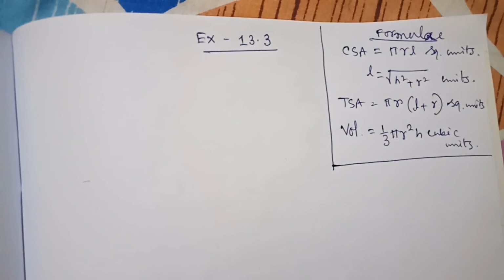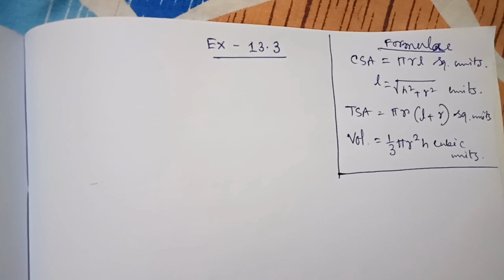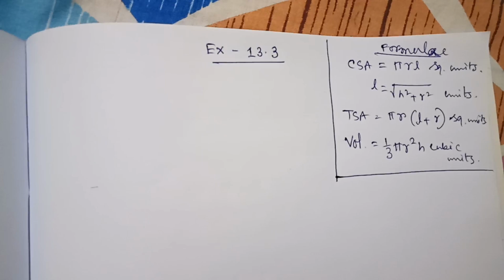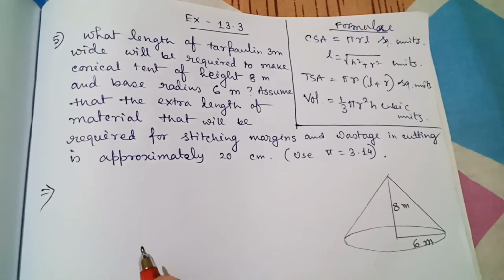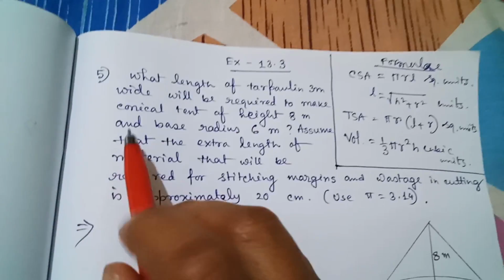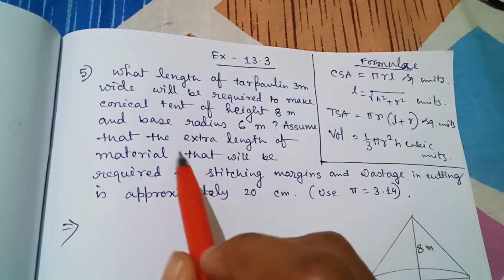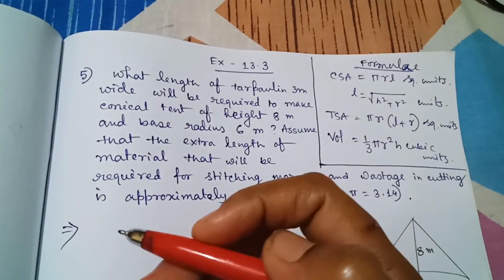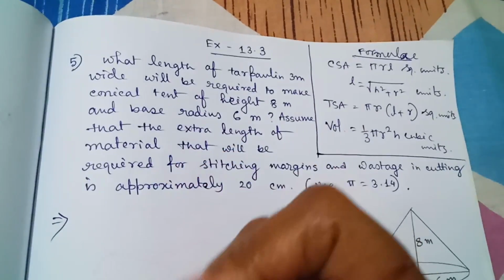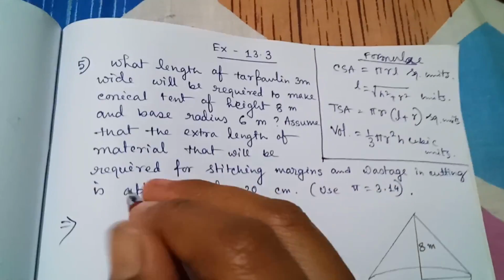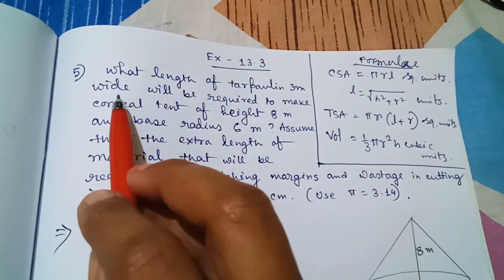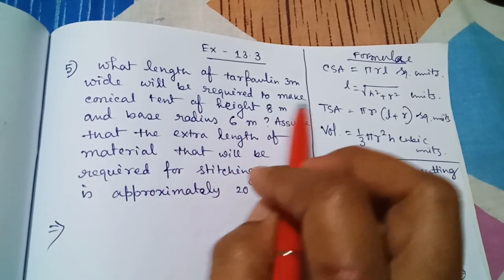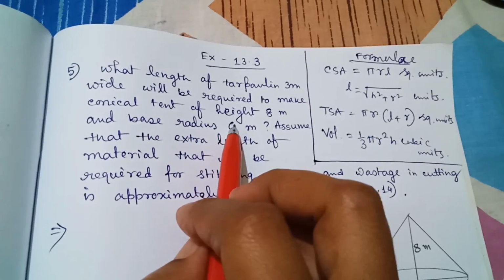So let's start with some questions of exercise 13.3. I'm doing question number 5 first. I have written the question over here so that you can relate to the question and the answers at the same time. What length of tarpaulin 3 meter wide will be required to make a conical tent of height 8 meter?